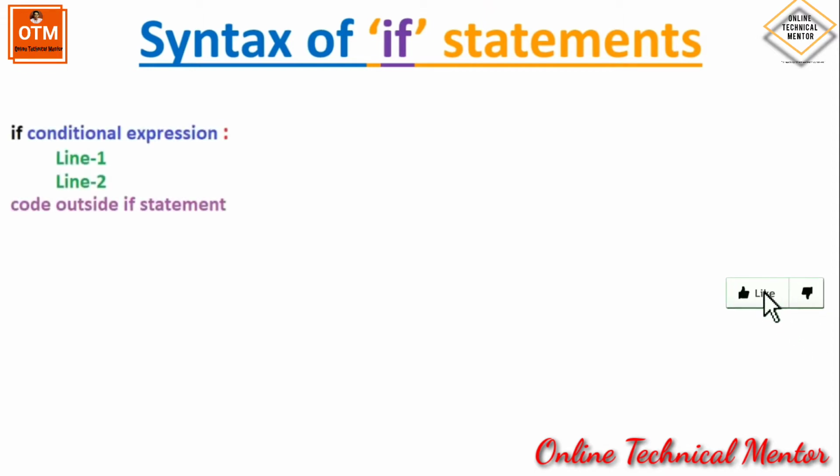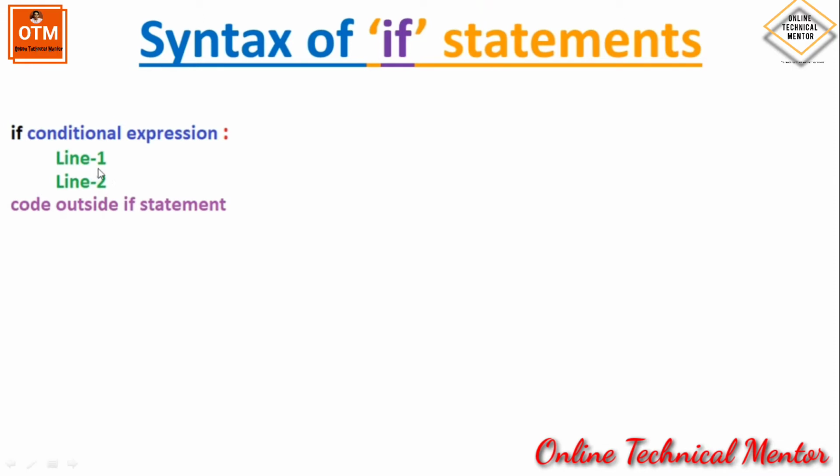The first one looks like this: if, and after that there may be any conditional expression, then there will be a colon after the conditional expression. This conditional expression contains relational operators as well as logical operators. If this conditional expression is satisfied, or evaluates to true, then the lines under this if statement will be executed. Here I have written line 1 and line 2 under this if statement.